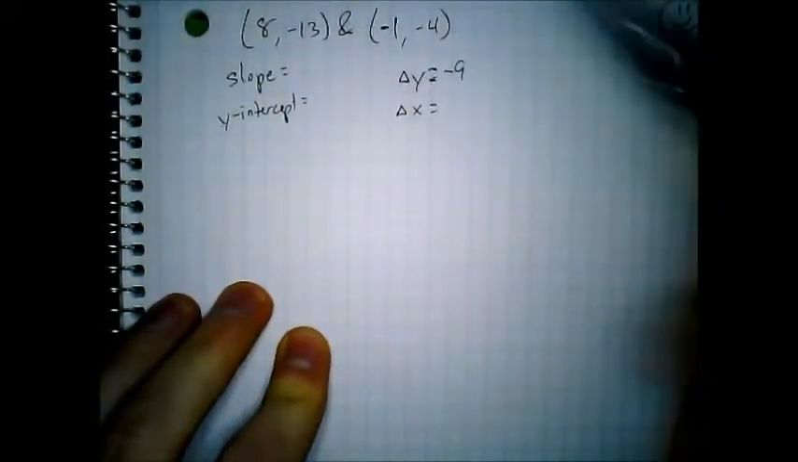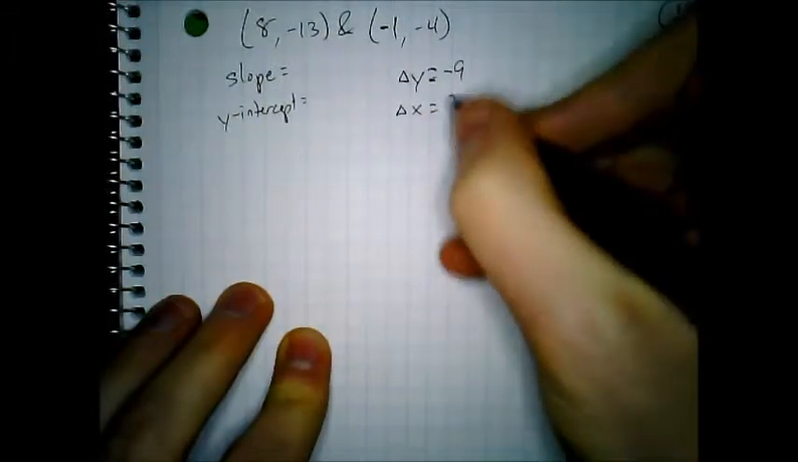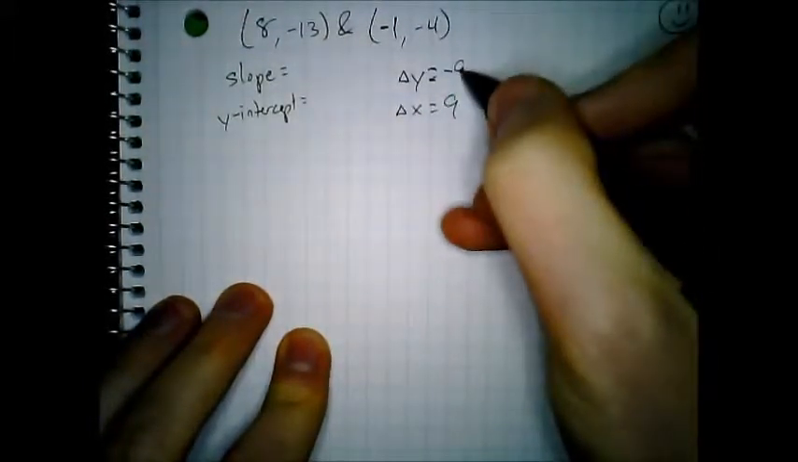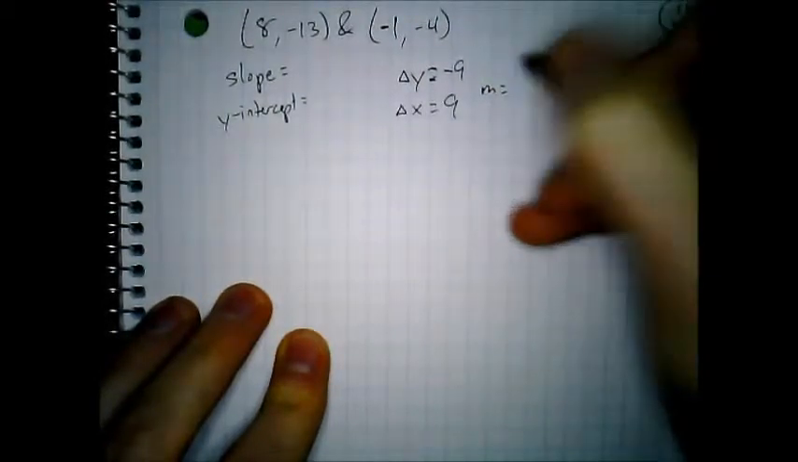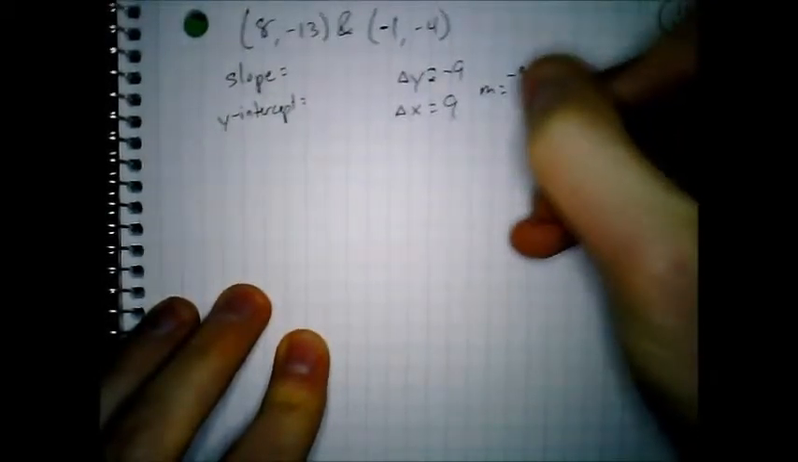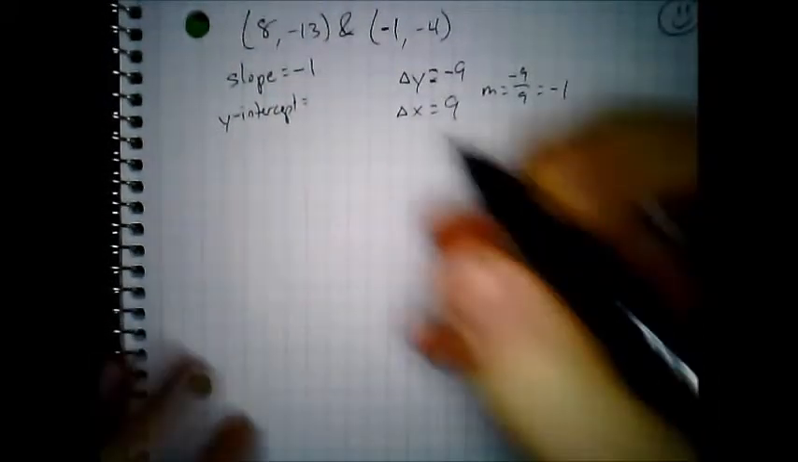Now we're going from figure negative 1 to figure 8. That means our delta x is 9. We're subtracting 9 tiles every 9 figures. So our slope is negative 9/9, which equals negative 1. So we're subtracting 1 tile each time.